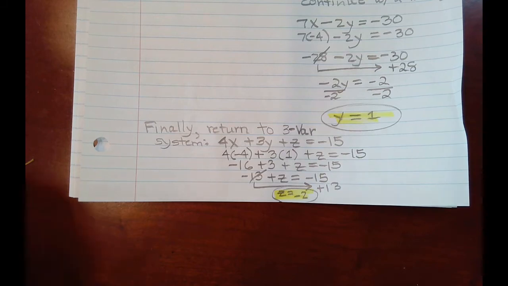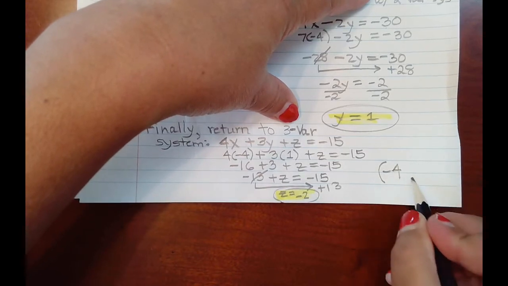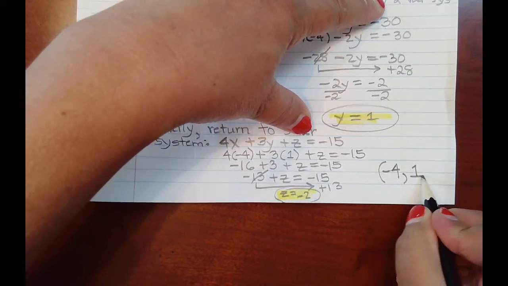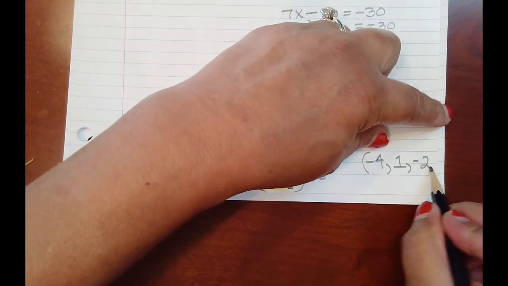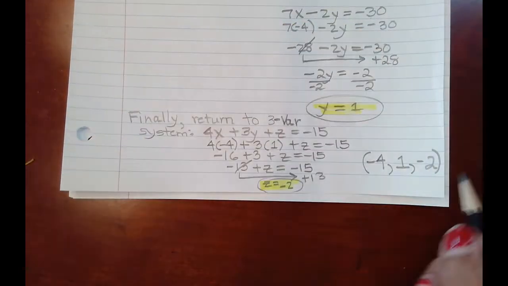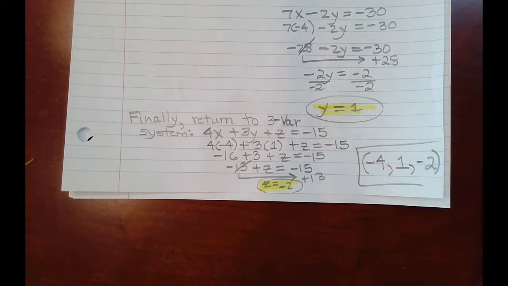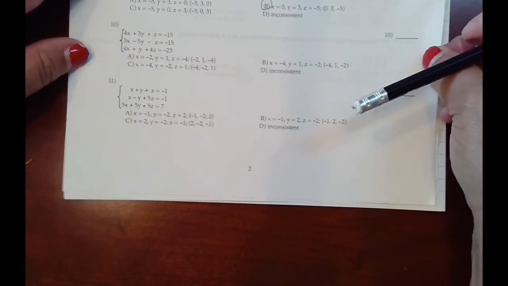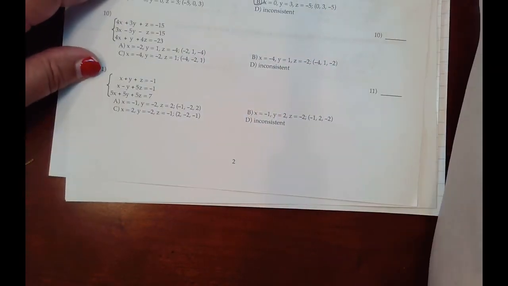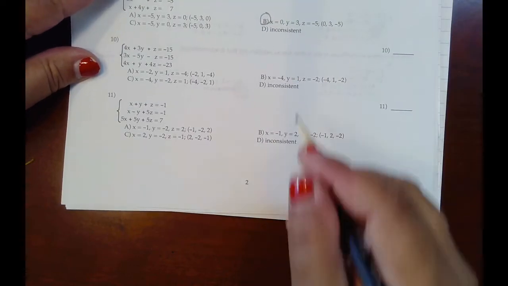All right, so we have to look for an answer that has x as negative 4, y as 1, and z as negative 2. And that'll be our final answer, and hopefully there's an answer like that. Okay, so this is number 10. So let's see, we got negative 4, 1, negative 2. And that would be B.